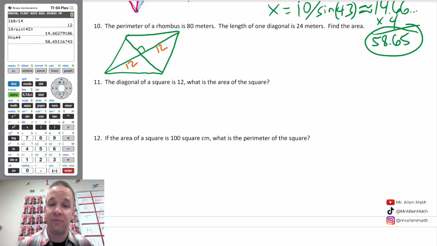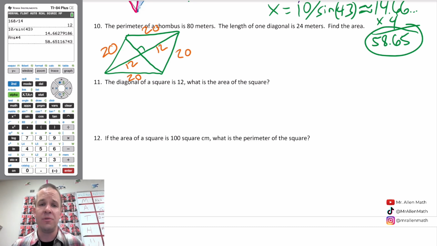If we divide that by 4, I'll get 20 for all of these, right? 20, 20, and 20. Nice. So how do I find the area of a rhombus? There's a couple ways to do it. There's a special formula for it, but we can also just use triangles. All 4 of those triangles are going to be the same.